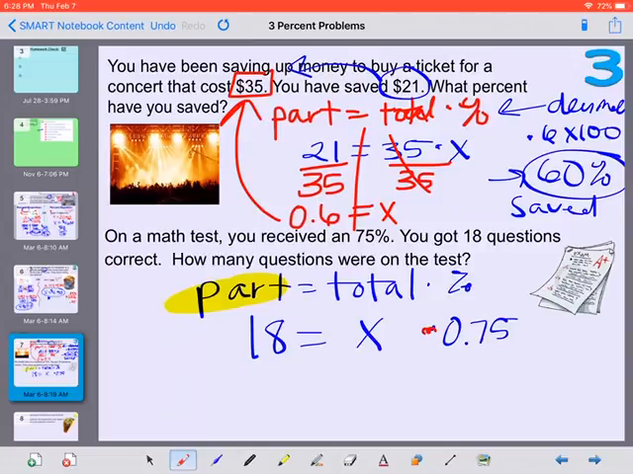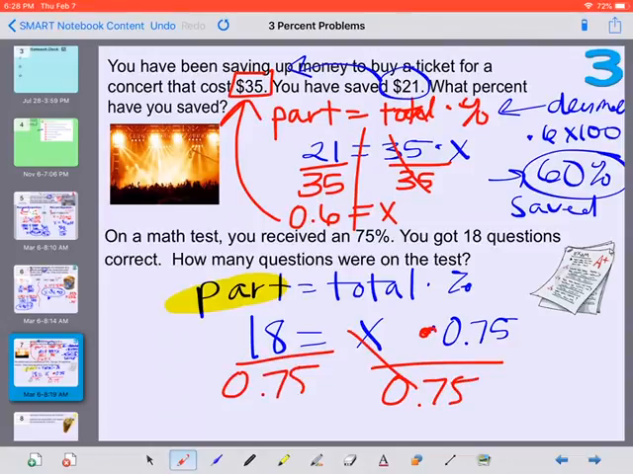So the opposite of multiplying by 0.75, we would have to divide by 0.75 to figure out what was our total amount of questions we had on our test. So 18 divided by 0.75 gives me 24. There were 24 questions total on our test.